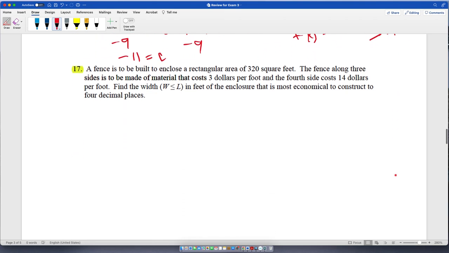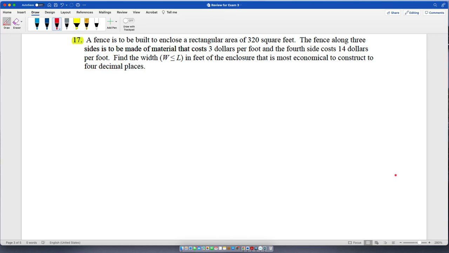This is one of the ones in the section that was a little bit more difficult because there's a lot of problem solving. But again, on the test, we're just going to have you figure out the area of a rectangle, the formula for area of a rectangle. So we didn't get too complicated with this. A fence is to be built to enclose a rectangular area of 320 square feet. The fence along three sides is to be made of material that costs $3 per foot, and the fourth side costs $14 per foot. Find the width, which is smaller than the length, in feet, of the enclosure that is most economical to construct, to four decimal places.